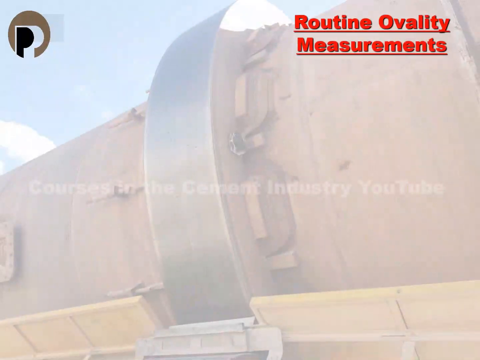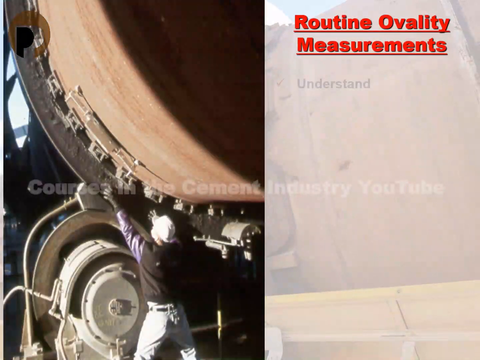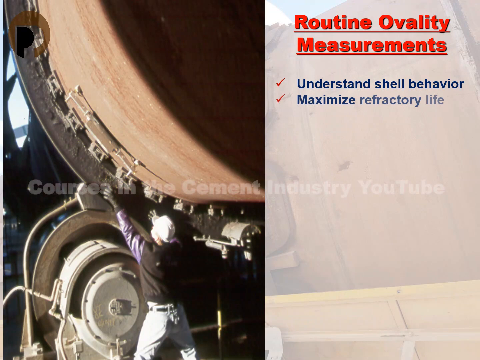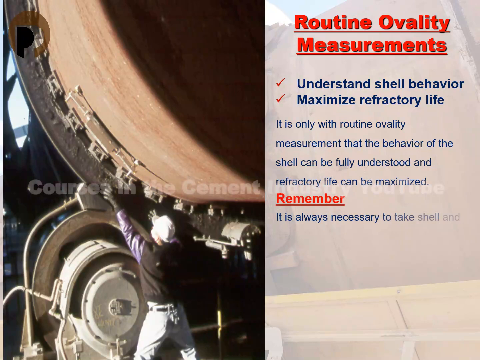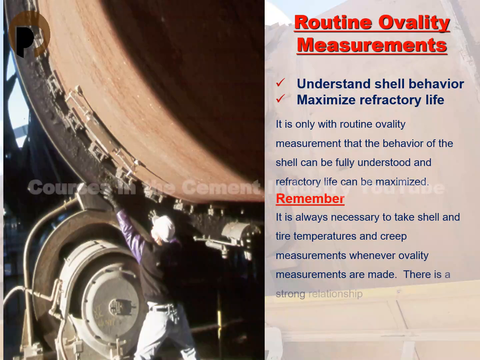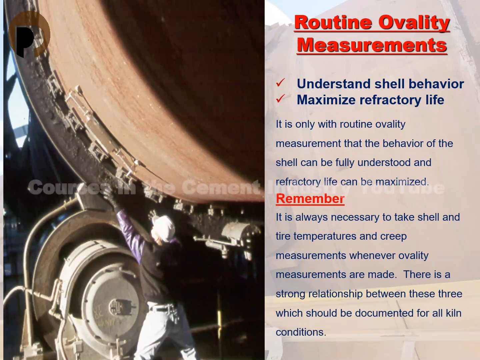Routine ovality measurements. 1. Understand shell behavior. 2. Maximize refractory life. It is only with routine ovality measurement that the behavior of the shell can be fully understood, and refractory life can be maximized. Remember, it is always necessary to take shell and tire temperatures and creep measurements whenever ovality measurements are made. There is a strong relationship between these three which should be documented for all kiln conditions.